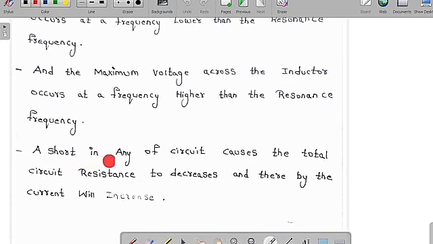A short in any part of the circuit causes the total circuit resistance to decrease, and thereby the current will increase. If you short across any two points, the overall resistance is going to decrease, so the current is going to increase, because they are inversely proportional. Therefore any short in a circuit is going to decrease the overall resistance, so the current is going to increase. These are some of the important points of network analysis which are frequently asked in competitive examinations.